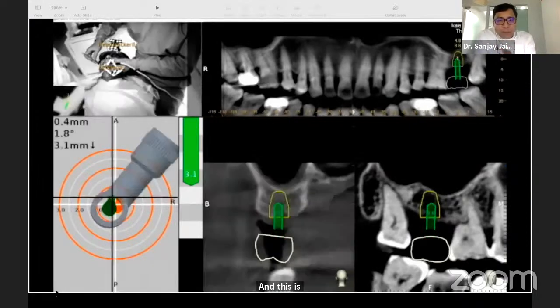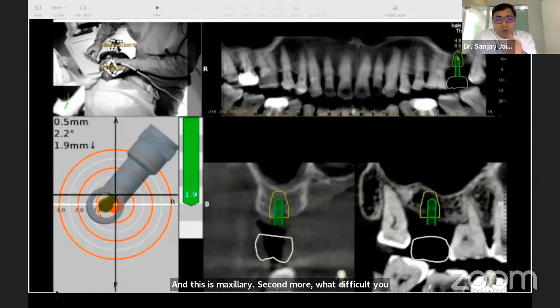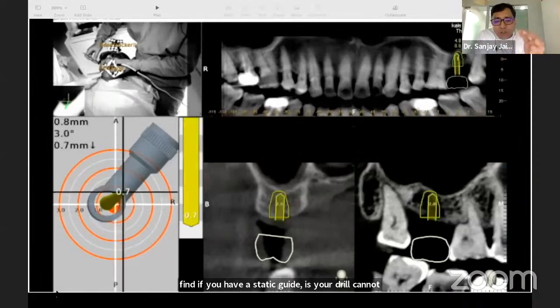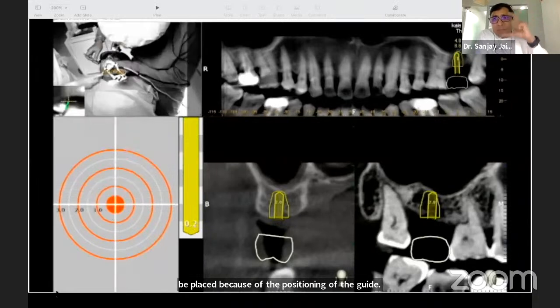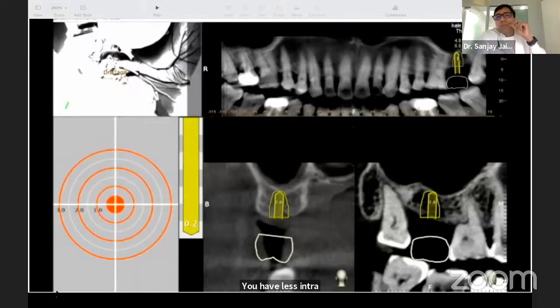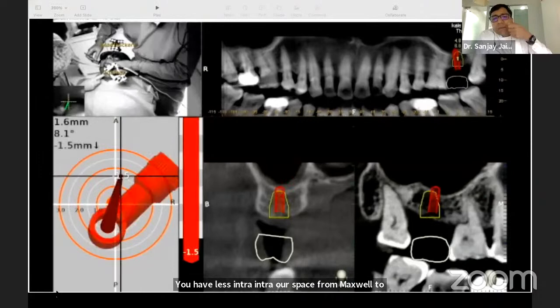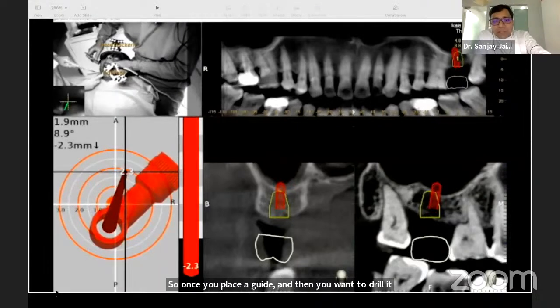What difficulty you find if you have a static guide is your drill cannot be placed because of the positioning of the guide. You have less intra-arch space from maxilla to mandible. So once you place a guide and then you want to drill, it becomes difficult. Now I've lifted the sinus. So that comes in the red.